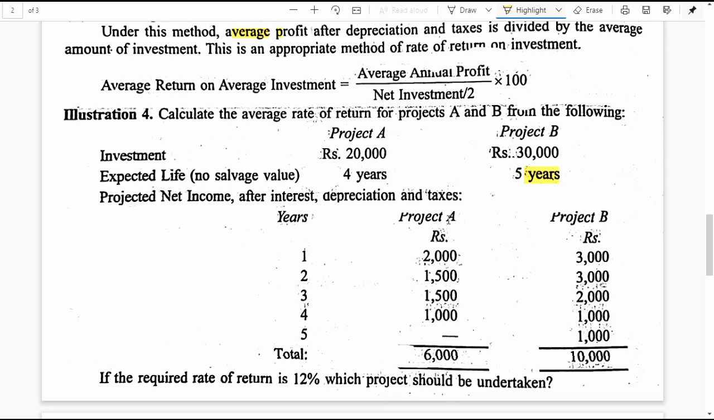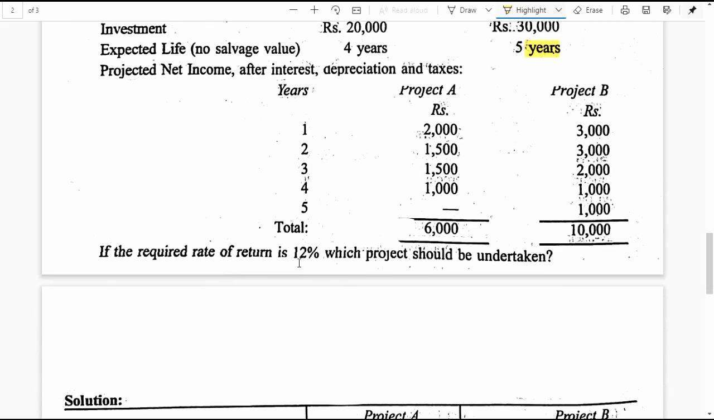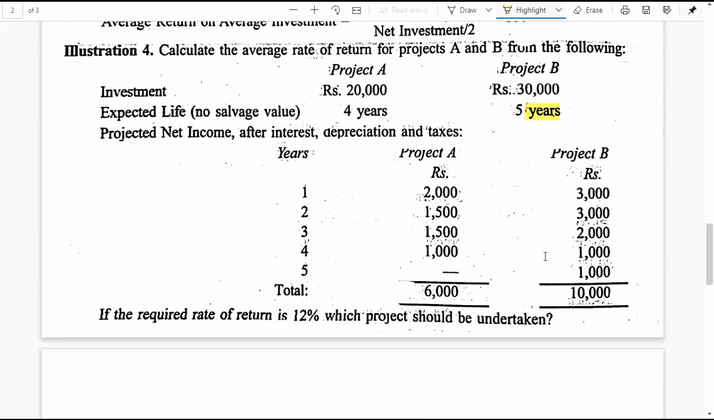That's very simple. For project A, the projected profit for the 4 years is 2,000, 1,500, 1,500, 1,000, and the total comes to 6,000. For project B, the projected income for all the 5 years is 3,000, 3,000, 2,000, 1,000, 1,000, and the total comes to 10,000. If the required rate of return is 12%, which project should be undertaken? That means this concern suggests that a project could be accepted if the rate of return of the project is certainly above 12%.